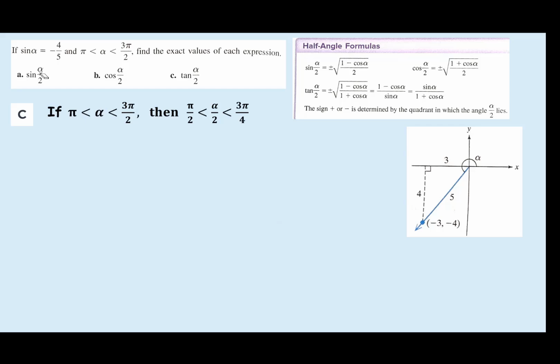Part C, we're still in the third quadrant for alpha, so we're in the second quadrant for alpha over 2, and tangent is negative in the second quadrant. It's positive in the third quadrant, so we just got to make sure that our answer is negative.